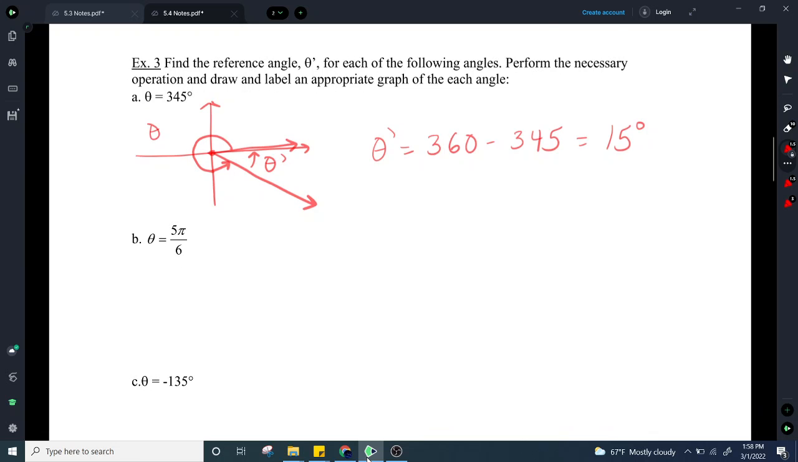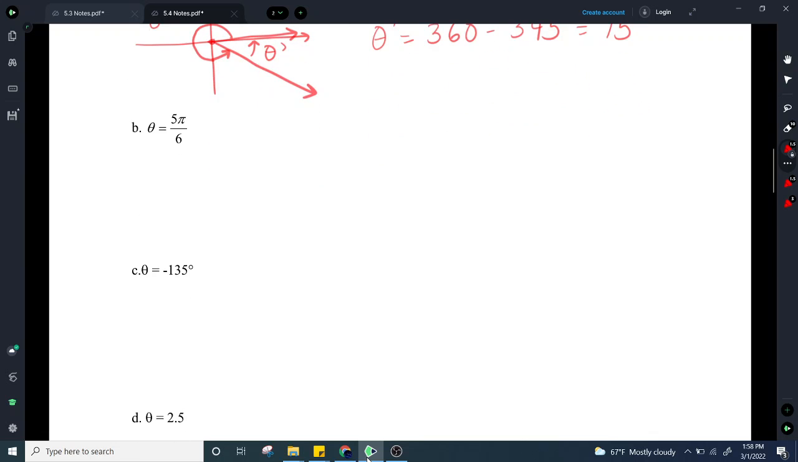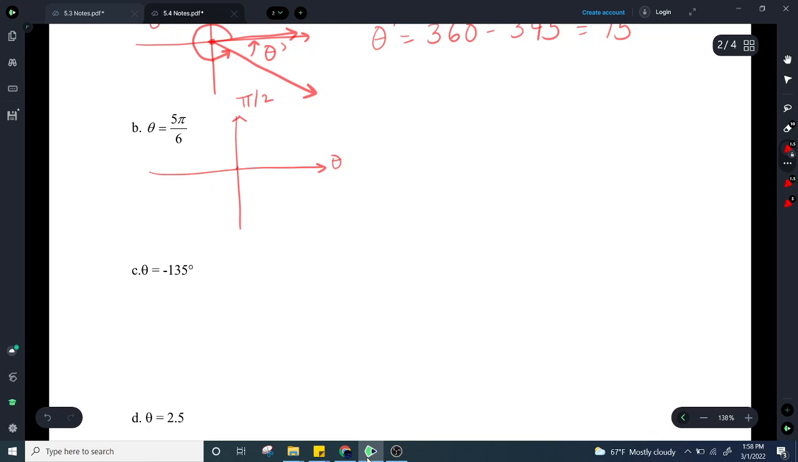Let's try the next one, 5 pi over 6. So 5 pi over 6 is in what quadrant? Well, it's 5/6 of a pi. So remember, this is 0, this is a half of a pi. So if we start out here, it's positive, so we're going to rotate counterclockwise. There's a half of a pi. Remember, this is a whole pi all the way to here. So I don't want to go all the way to the pi. I want to stop at 5/6 of the way. So it's going to be like right here. All right, so that's 5 pi over 6, my original angle.